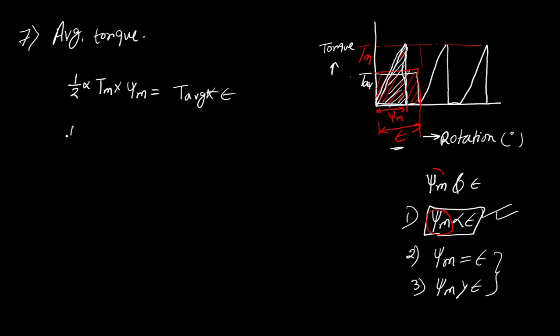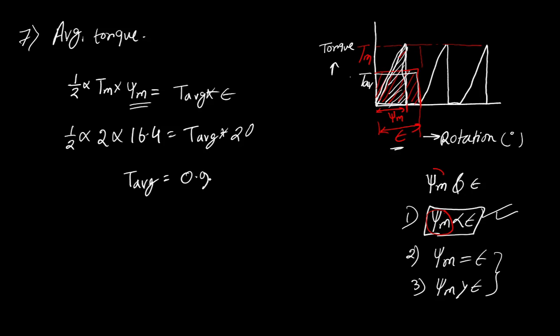Correct or not? So now I have the value of maximum torque around 2, psi m around 16.4, which we have to find out, and this value around 20. Now from here, if you work it out, you will get the value of around 0.91 Newton meter for our average torque. So this is actually question number 7.